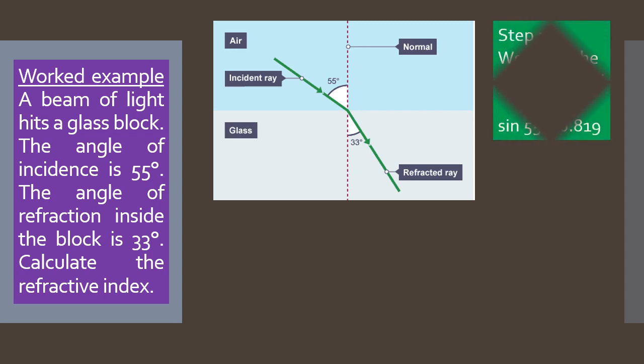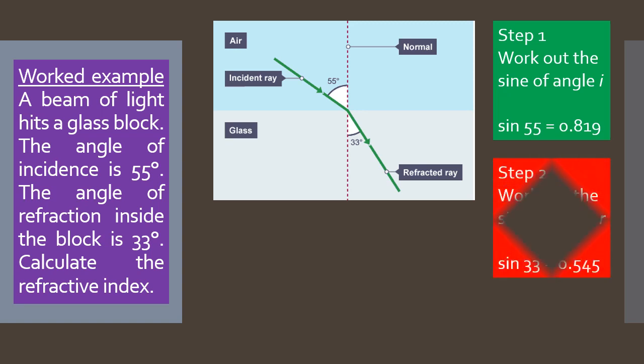Step 1. Work out the sine of angle i. The angle of incidence is equal to 55 degrees. So sin 55 is equal to 0.819. Step 2. Work out the sine of angle r. The angle of refraction is equal to 33 degrees. So sin 33 is equal to 0.545.